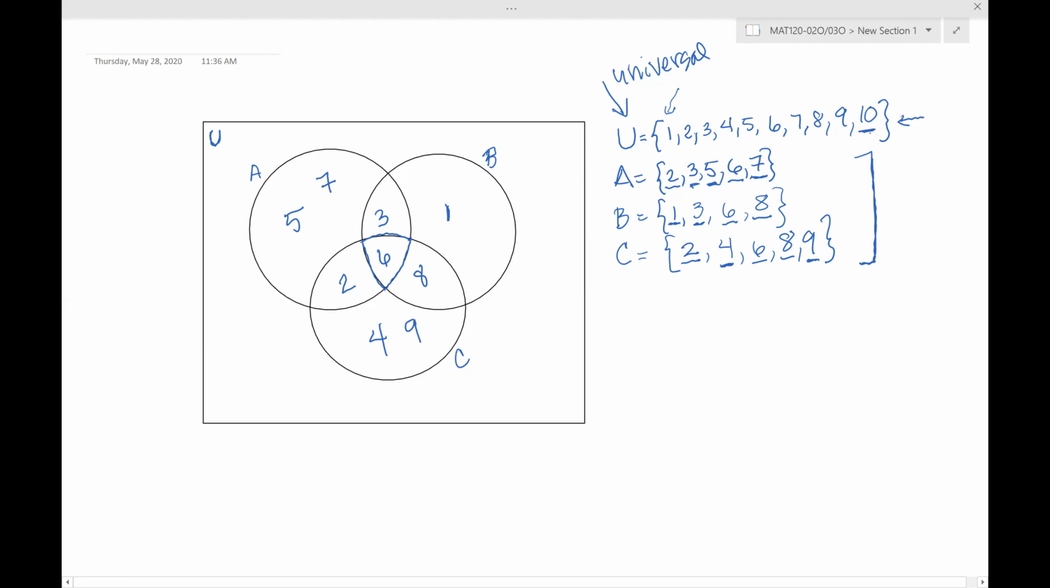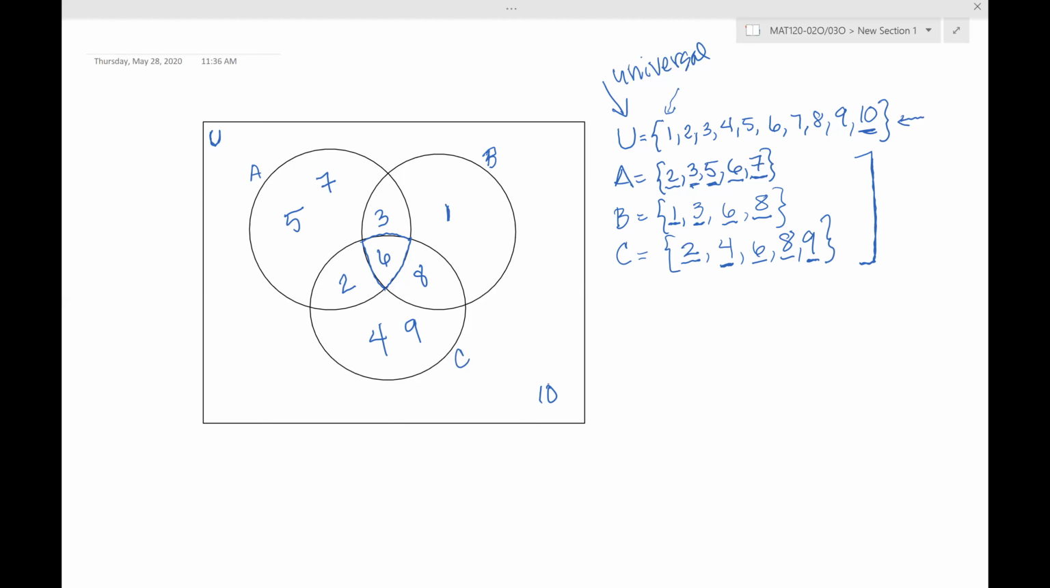And then 10. Well, 10, I don't see anywhere within A, B, or C. So that 10 is going to be placed outside. It's still a number within that universal set, but it's not a number that's placed in A, B, or C. So it's going to go inside of that box, that holding container, because it's a value that's present, but it's not included inside of those circles.